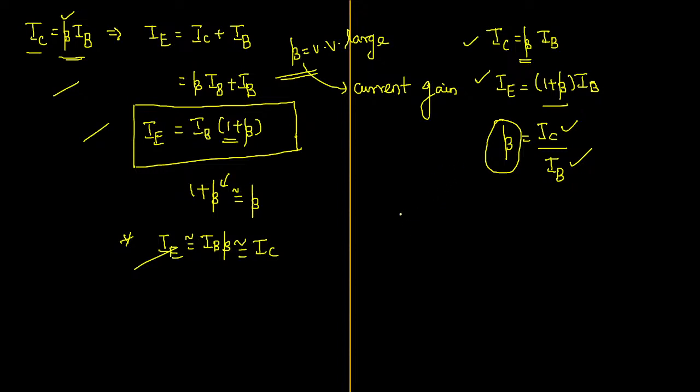Now, let us deeply focus on the collector current first. If we zoom in deeper on the collector current, this collector zone will be carrying two currents, current 1 and current 2.